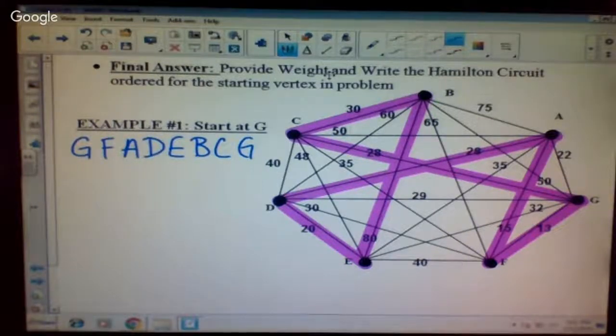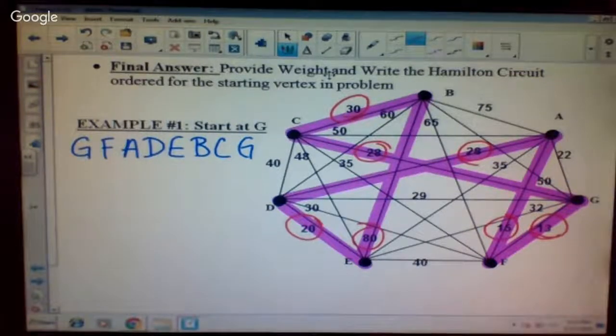The last thing you then need to do is add up all the numbers that go with it. So we had a 13, a 15, 28, 28, 30, 20, and 80. I don't need you to write them down if you don't want. You can just circle them and then add them together. And you got what? 194. Should be more than that.